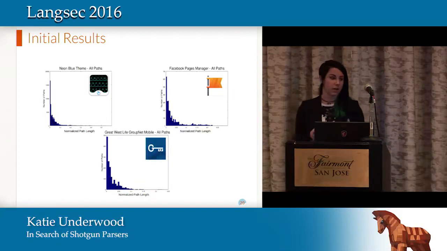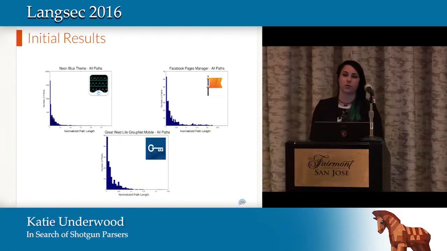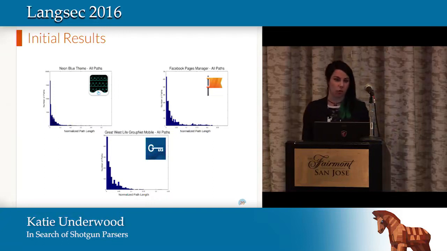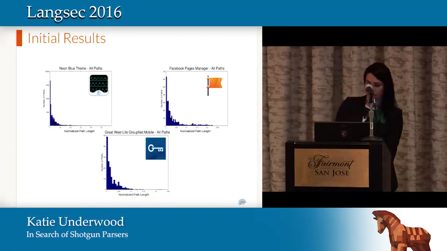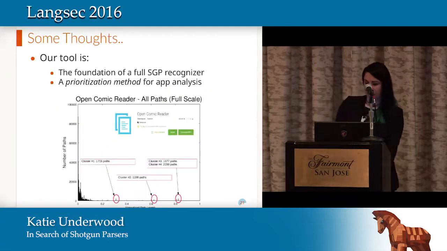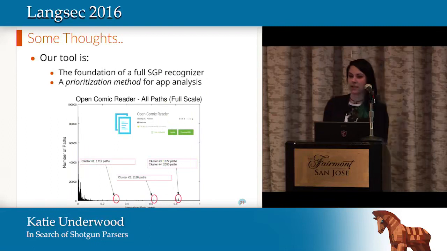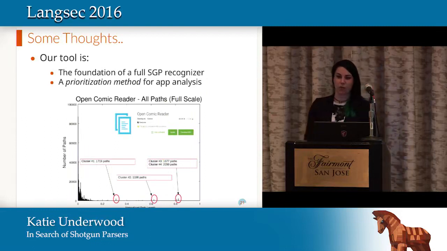So definitely a big area for further work in this project would be to scale up our implementation to allow us to gather more data and actually start to draw some meaningful statistical conclusions. But this is okay, because really what our tool is, is the foundations of what can become a full shotgun parser recognizer for Android. And it can also serve as a prioritization method for app analysis.